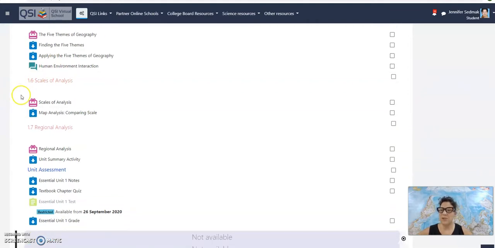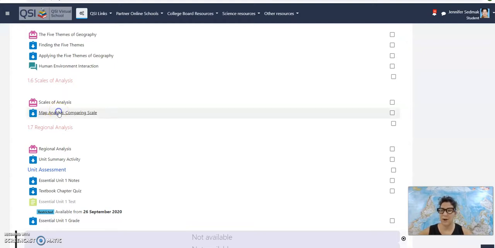Then you're going to move on to scales of analysis. We'll take a look at the difference between local, national, and global scale. You'll put together some maps in this activity where you are going to have to go and do some research and present some type of concept on a local, national, and global scale. I don't anticipate that you'll have too much trouble with that.